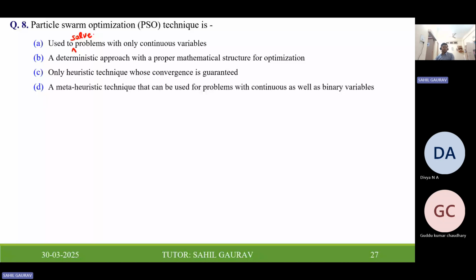B option is a deterministic approach with a proper mathematical structure for optimization. C option is only a heuristic technique whose convergence is guaranteed. And the last option is a meta-heuristic technique that can be used for problems with continuous as well as binary variables.